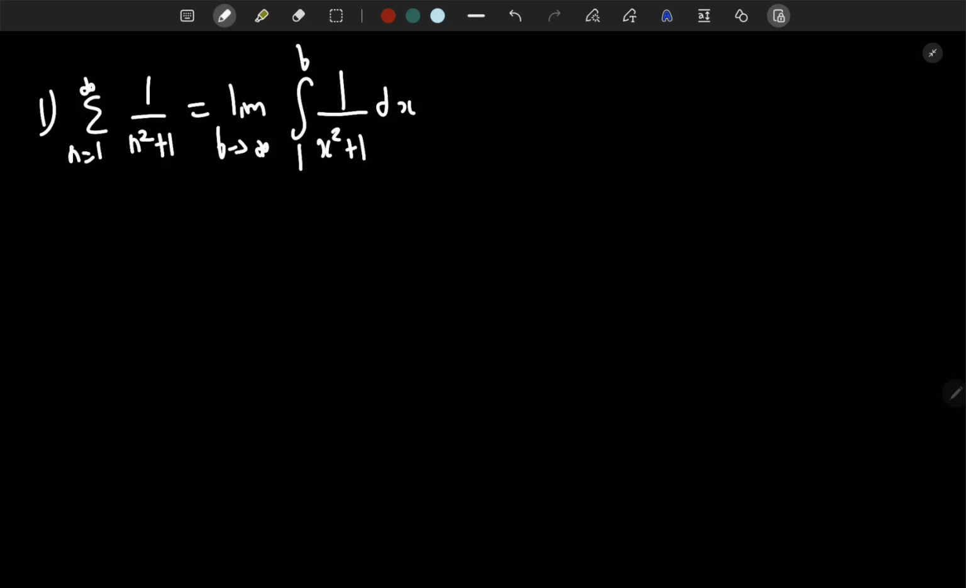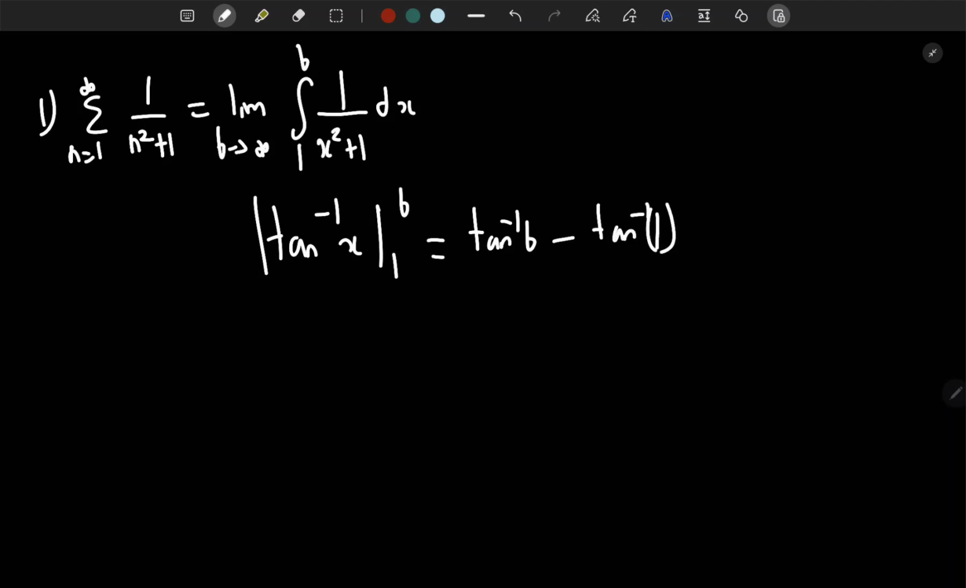And from our last videos, we know the integration of this fraction, 1 over x squared plus 1, is tan inverse. So you can check that video out, I have made it. So it's going to be tan inverse x. And now we need to take the limits from b and 1. So this is going to be equal to tan inverse of b minus tan inverse of 1. So don't get confused between the brackets.